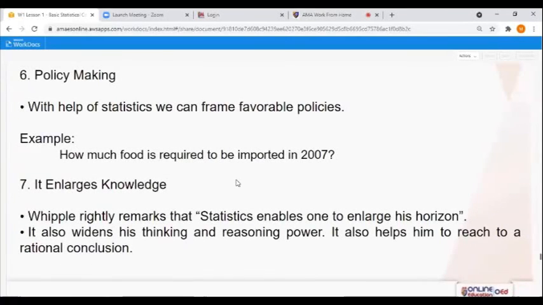Policy making. So how much food is required to be imported in 2007 or 2021, let's say, for example. And 7, it enlarges knowledge. So statistics enables one to enlarge his horizon. It also widens his thinking and reasoning power. So just like what Ernie Baron used to say, knowledge is power. The more we know, the more powerful our reasoning becomes. It also helps us to reach a rational conclusion. So when we say rational conclusion, we base our conclusion on data and facts, not on our emotions or opinion.